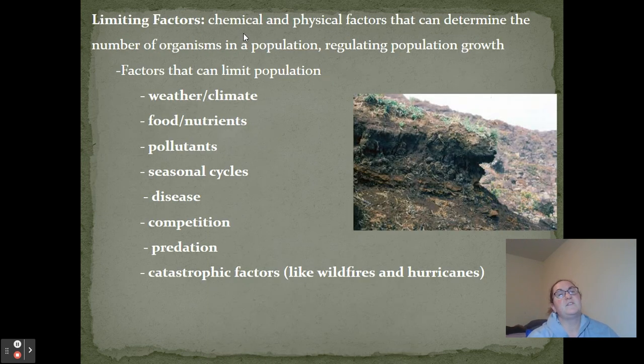Some limiting factors, chemical and physical factors that could determine the number of organisms in a population, help regulate the population growth, especially for humans as well. Factors that can limit populations: weather and climate, food, nutrients, pollutants, seasonal cycles, disease, competition, predation, and catastrophic factors. There's multiple different things, but just to get the logistics of it.